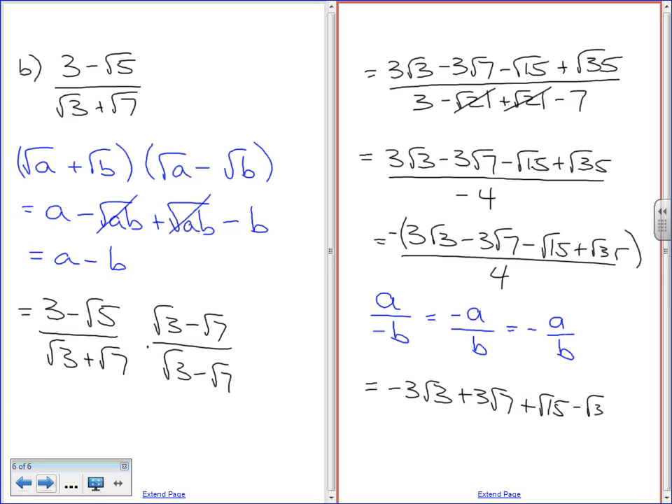Okay, so in any of your work, and especially on tests, don't leave a negative in the denominator. Move it to the top. Any questions? Any other questions on radicals, rationalizing? Did I cover all that?